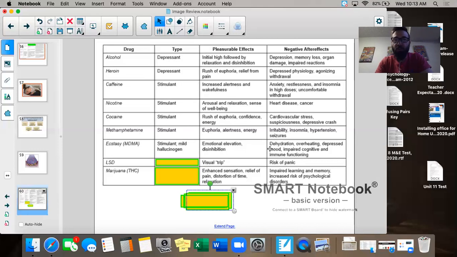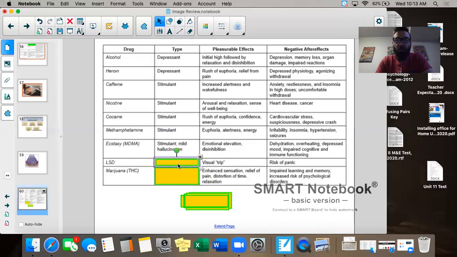Emotional elevation and disinhibition. Problems that you would see with it, and they can be severe and very problematic, would be either dehydration or overheating in particular. Over the long term, depressed mood or issues with various functioning, like cognitive and immune, could take place.